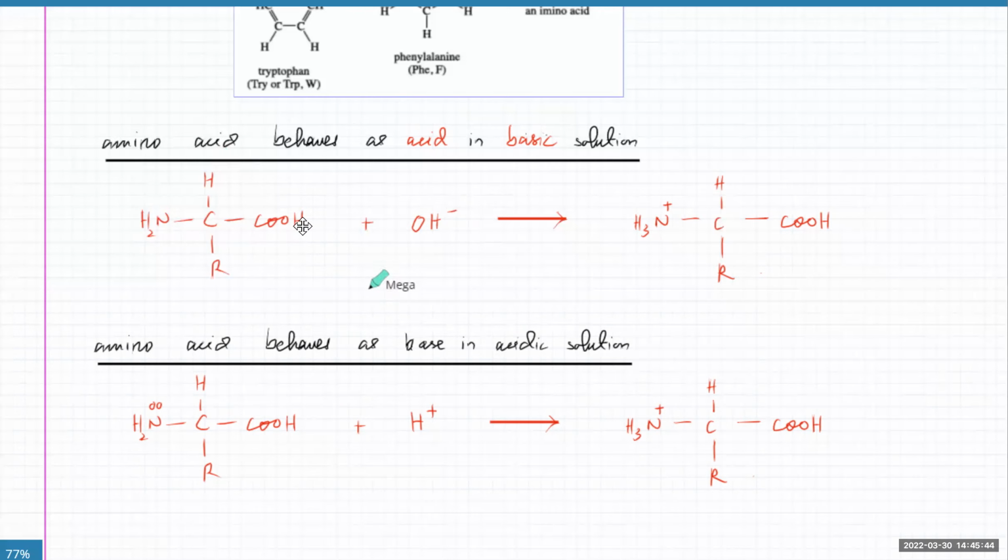Instead, the carboxylic acid would be the one that would be losing a lot of H plus 1 ions because the OH ions will be attracting them. So this side would remain NH2, nothing happens to it. And this side turns into CO minus 1 and water.